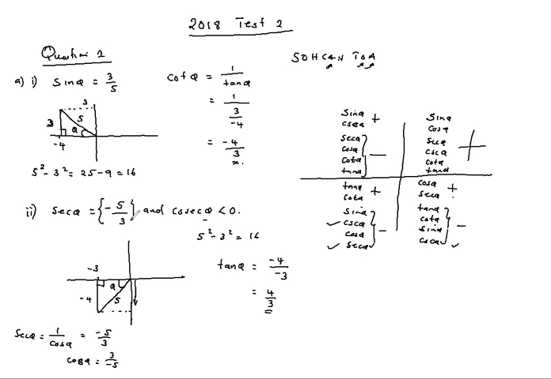So, sir, what's the importance of the cosec here? Since we've been given sec is equal to -5/3 and cosec theta is less than 0, what's the importance of the cosec on this question? It's for you to be able to know the quadrant where theta is.